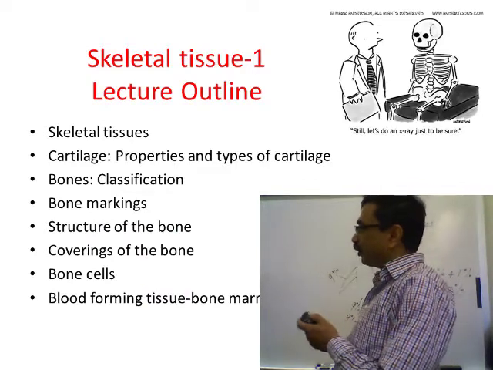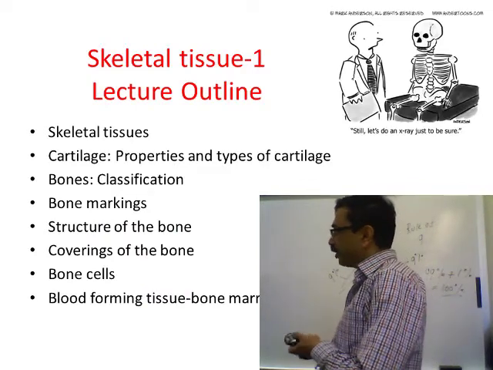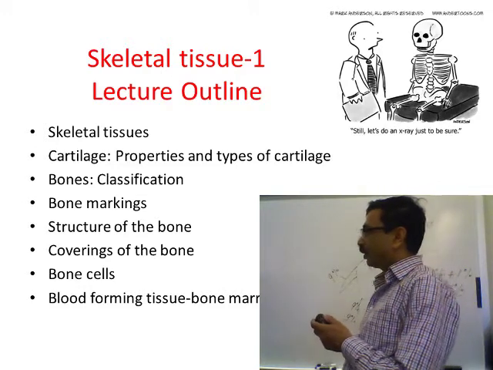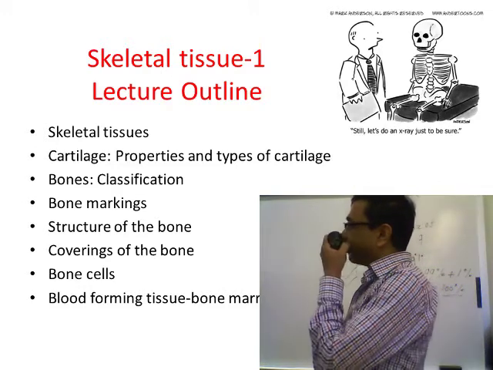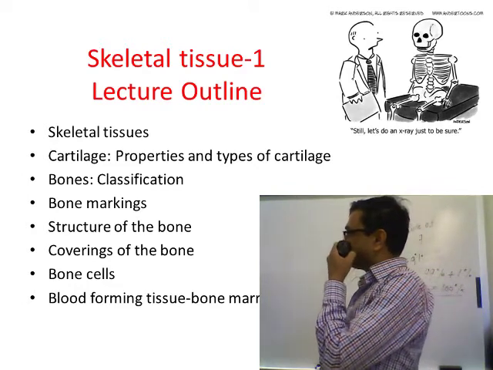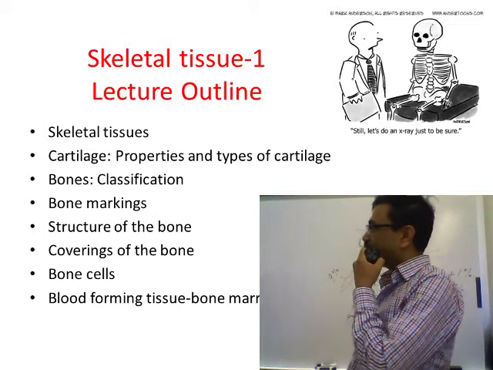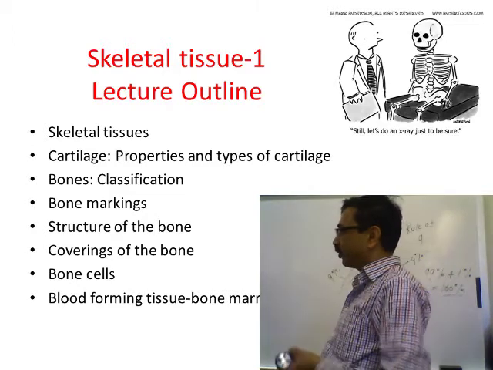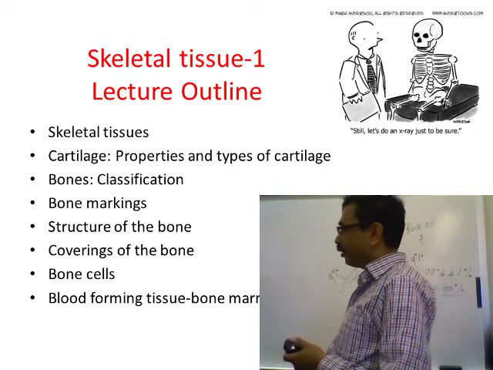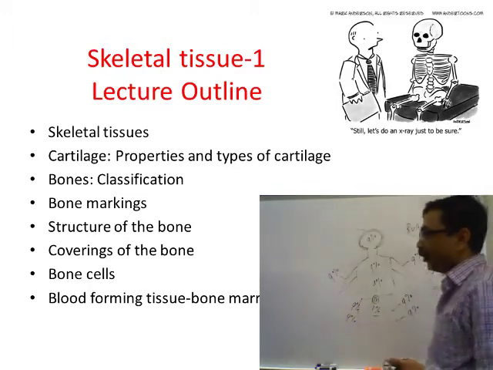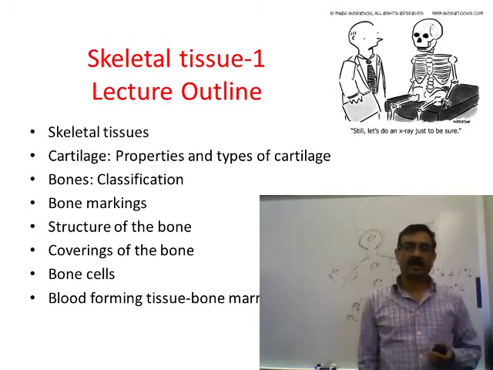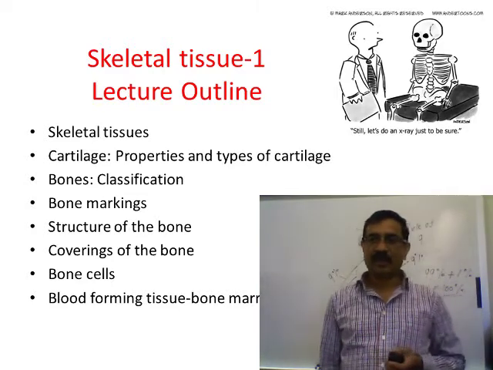So we'll talk about those. We'll talk about the cartilages. We'll talk about the bones. We'll talk about the types of cartilages, properties of cartilage. We'll talk about the classification of bones, markings on the bones, structure of the bone, covering of the bone, cells of the bone, and bone forming tissue, which is called the bone marrow inside the bones.